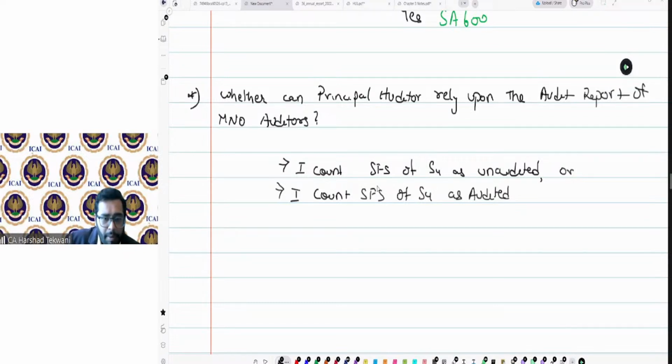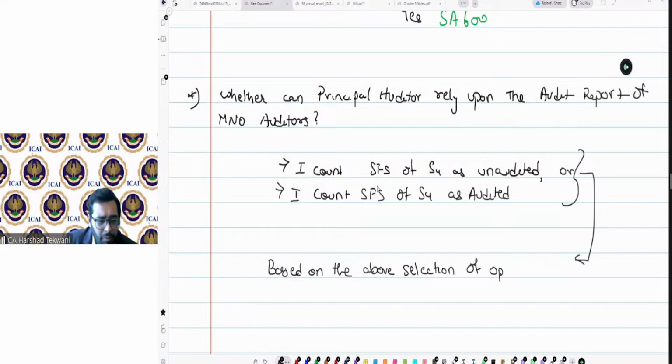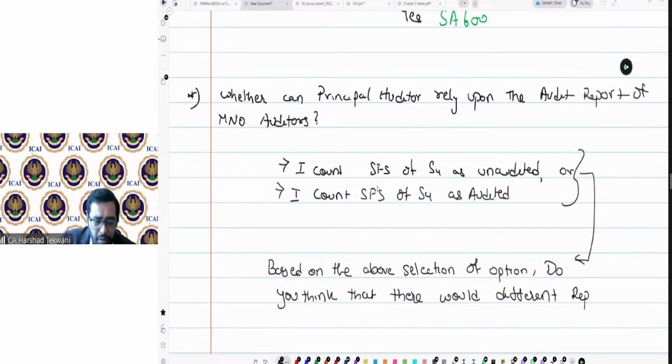And the second question is, based on the above selection of option, do you think there would be different reporting implications in case of any one answer compared to the other?